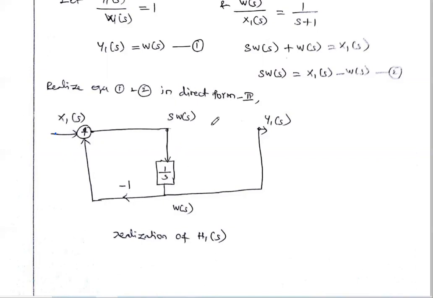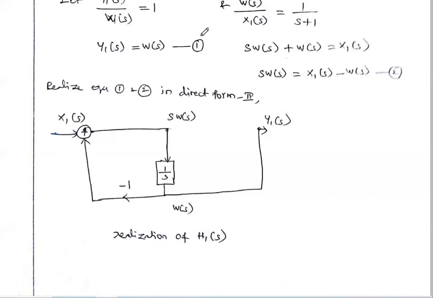So S into W of S into 1 by S, so the answer is W of S. This W of S you multiply with the scalar value -1, and this data is given to the adder. So the output of this adder is said to be S into W of S. So we derived, we realized this equation.